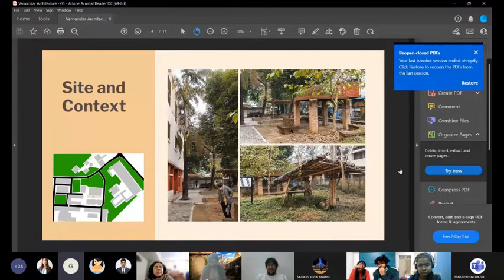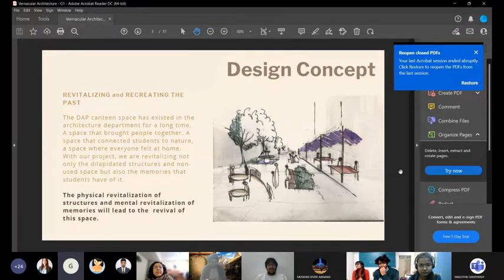Our design concept revolves around this only, the revitalization and recreating the past of this space. The DAP canteen has existed in our area for a very long time. It is one of the places that has brought people together. When we talked to the students about how they feel about that area, a lot of students said that a few of their fondest memories are in that space. They used to feed birds in that area, they used to sit together and talk with their batchmates or with people from other batches. So we kind of played on those memories.